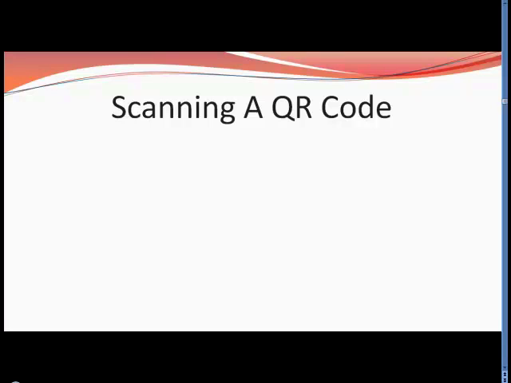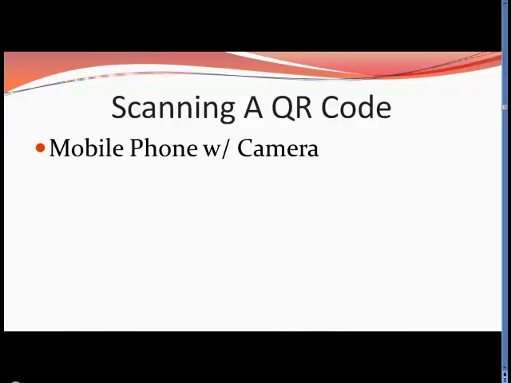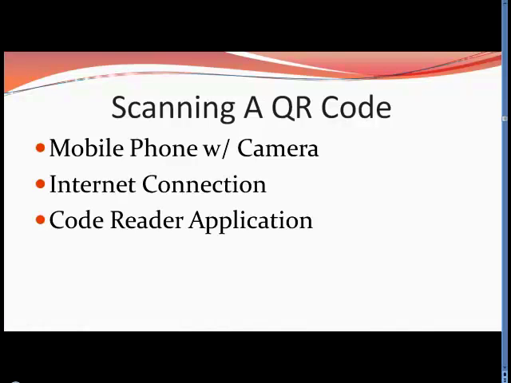Scanning a QR code is simple. All you need is a mobile phone with a built-in camera, and I might tell you that smartphones are helpful, but are definitely not required. You must have an internet connection on your phone. You must download a code reader application to your phone. These applications are available for most mobile phones, including, of course, smartphones. All you do is center the QR code in your code reader and scan.